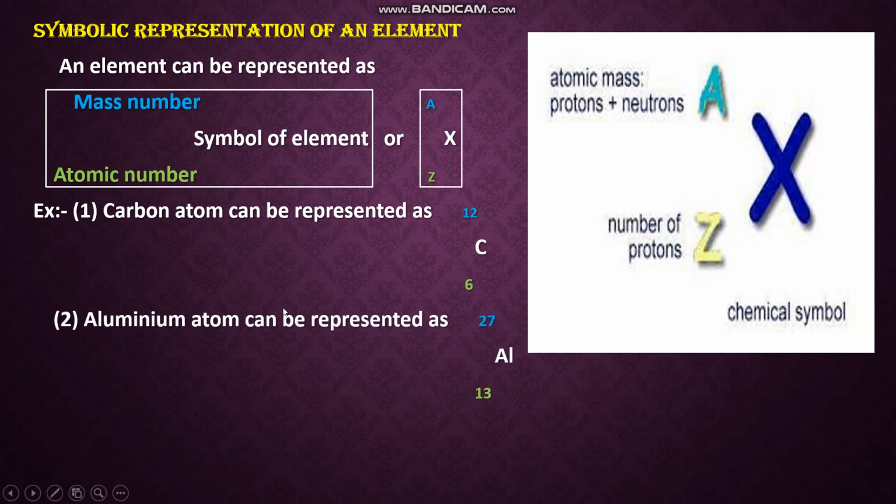Another example, aluminium. It can be represented as Al with subscript 13 and superscript 27. So tell me now, how many protons are present in aluminium? 13. Why? This is the atomic number, you know. So, atomic number is equal to number of protons. That is also equal to number of electrons. So, in aluminium, there are 13 electrons.